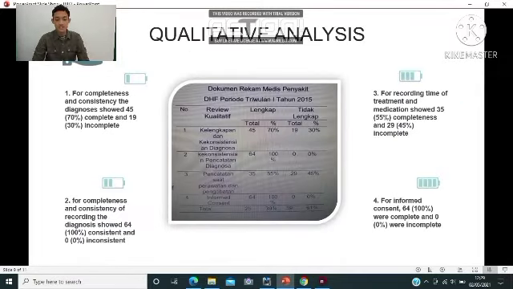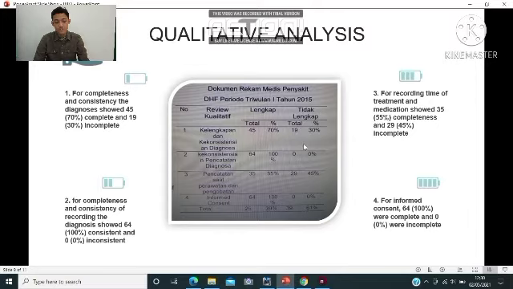As you can see here, I will show you one example of qualitative analysis. Here is a document of medical record disease. One, for completeness and consistency, the diagnosis shows 45, 70% complete, and 19, or 30%, incomplete.